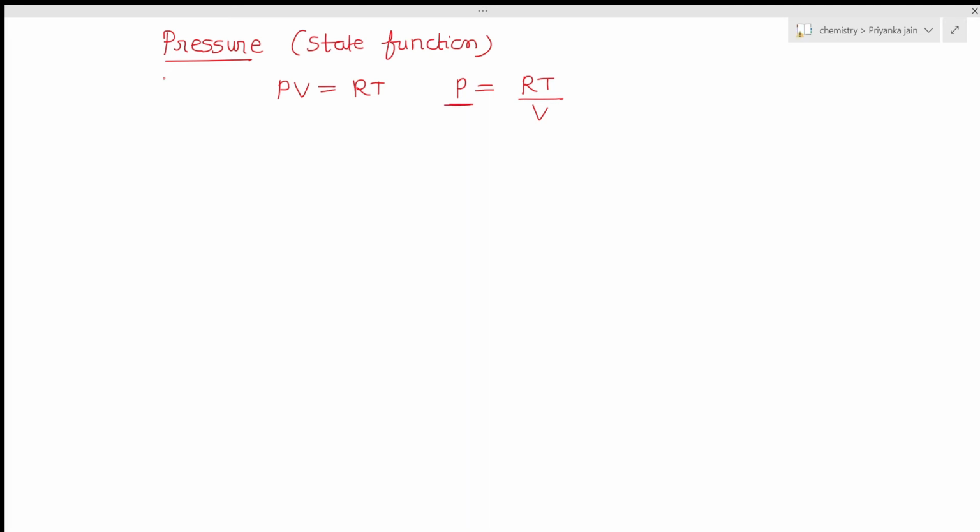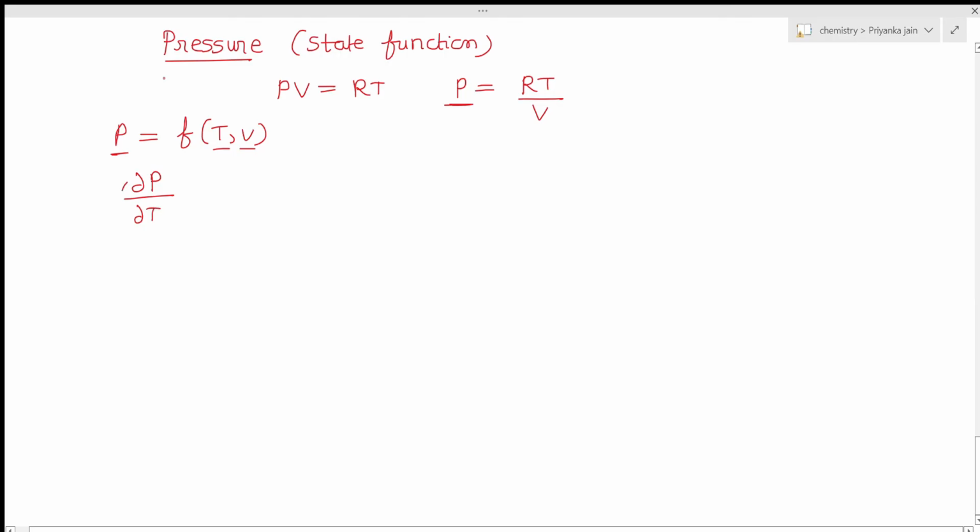The differentiation of P, we can do with two terms. We know that P is a function of T and V. These two are the variables and P is changing with respect to them. So we can do its differentiation with respect to them. Firstly, we are doing the differentiation of P with respect to T: del P upon del T at constant V. We have kept the volume constant. So what are we getting? This is our equation.